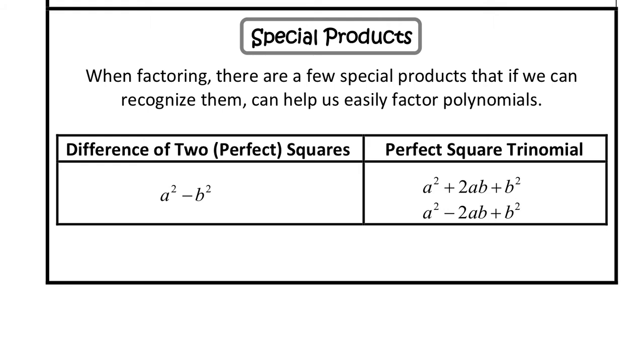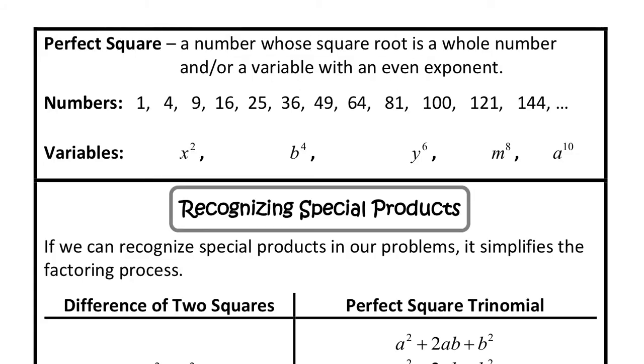Okay, so before we do, let's look at what is a perfect square. Before we look at these special situations, let's think about what is a perfect square. The definition of a perfect square is a number whose square root is a whole number, and/or a variable with an even exponent.